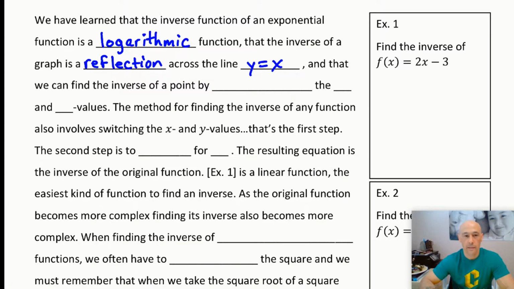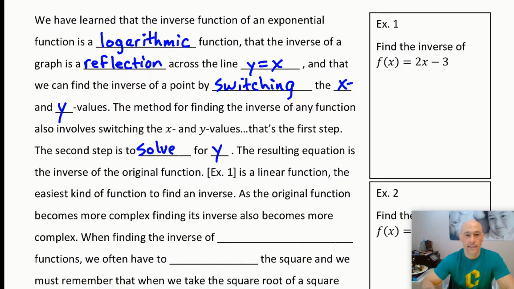And that we can find the inverse of a point by switching the x and y values. The method for finding the inverse of any function also involves switching the x and y values. That's the first step. The second step is to solve for y. The resulting equation is the inverse of the original function.